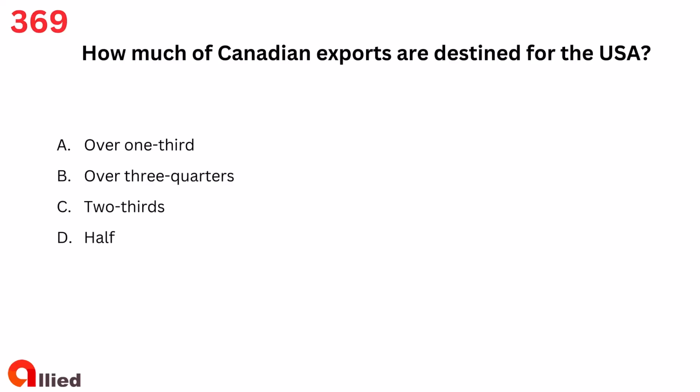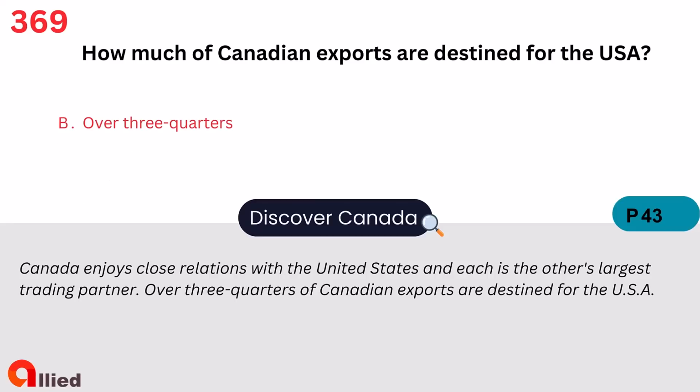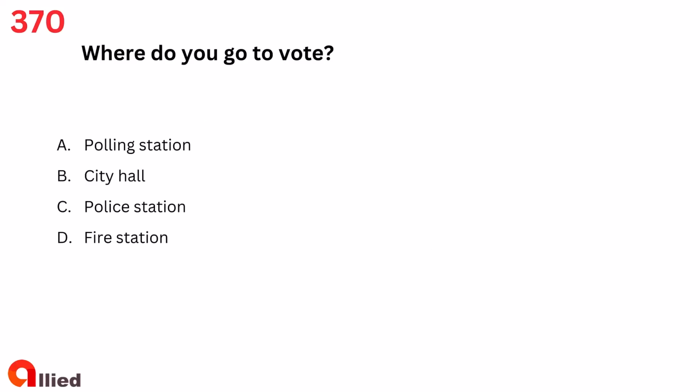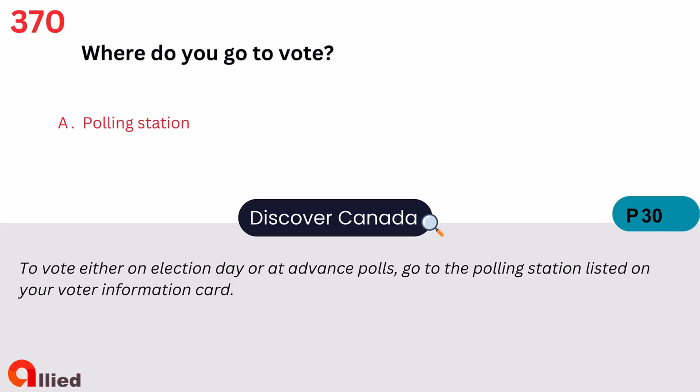Question 369. How much of Canadian exports are destined for the USA? A. Over 1/3. B. Over 3/4. C. 2/3. D. Half. The answer is B. Over 3/4. Question 370. Where do you go to vote? A. Polling station. B. City Hall. C. Police station. D. Fire station. The answer is A. Polling station.